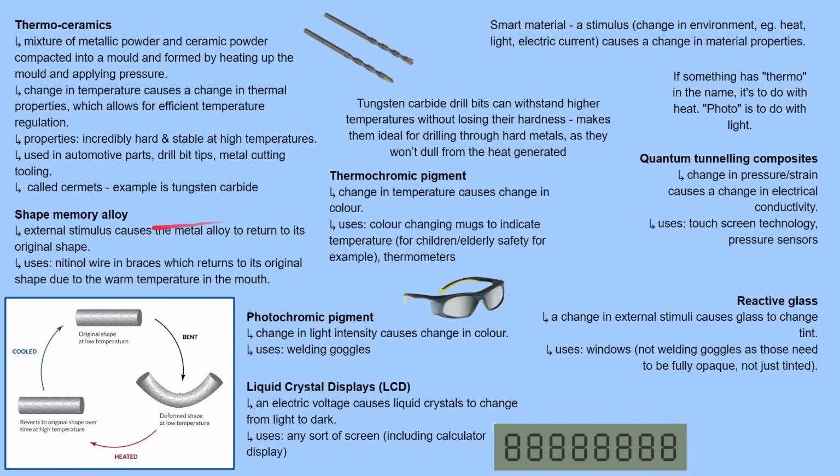Then we can talk about shape memory alloys, which is probably the most common smart material. Here, an external stimulus causes the metal alloy to return to its original shape. So, for example, nitinol wire in braces returns to its original shape due to the warm temperature in the mouth. It starts off having a straight shape, for example just a straight wire at low temperature, then it's deformed at that low temperature. Then in the mouth, when it's heated, it reverts back to its original shape over time.